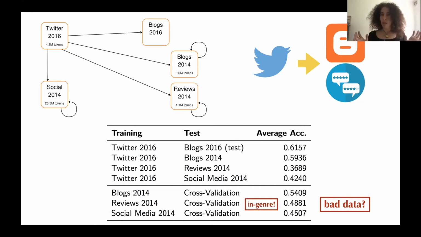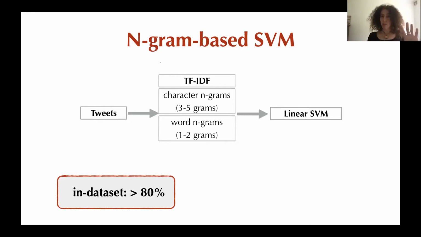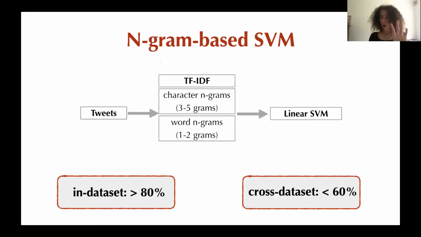So we wondered, was the Twitter data particularly special, since on its own it was achieving much better results? All this, as said, is always done with this n-gram-based SVM that seems to work very well. So again, it's very, very lexicalized. Remember that. Now, what we observed, just to sum up, is that in dataset, this model can achieve, depending on the data clearly, 80%, and cross dataset, we couldn't get much. Let's say that it's very disappointing.